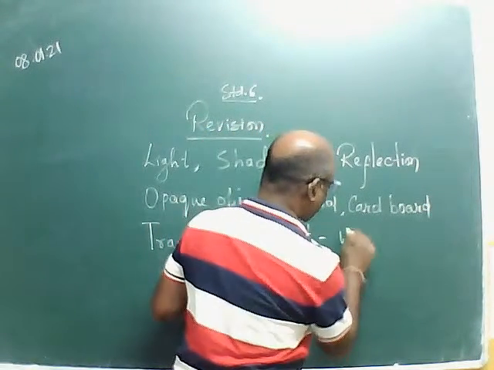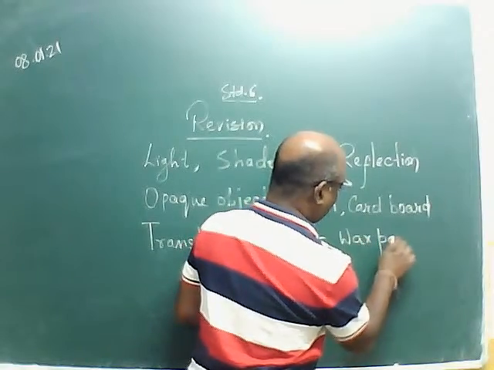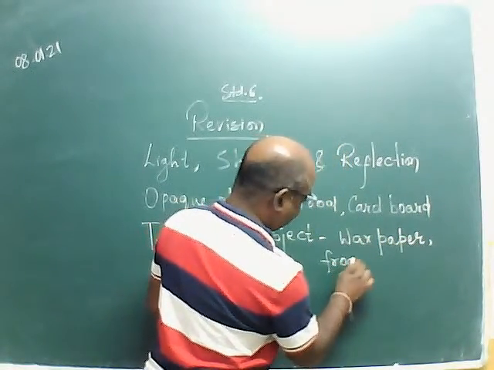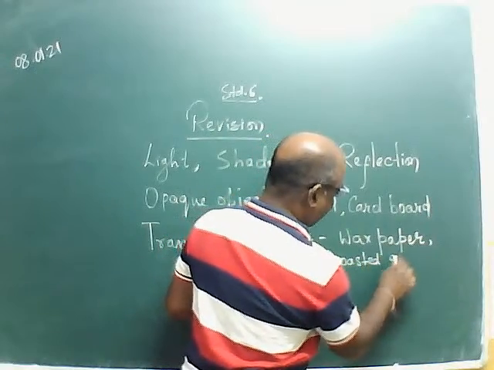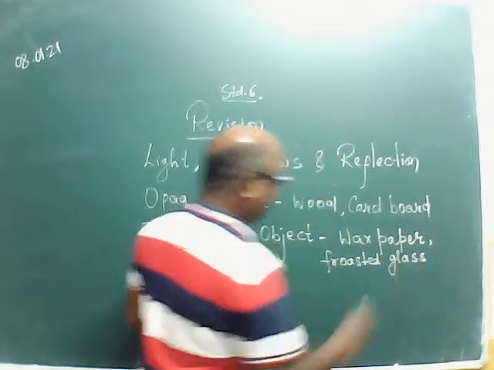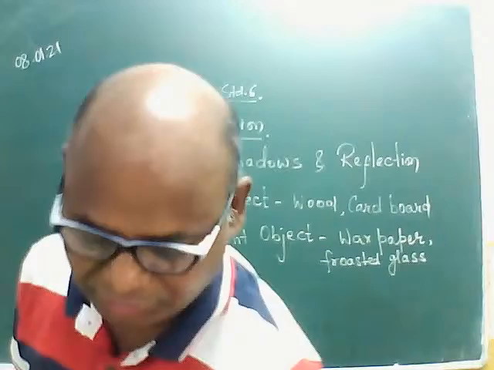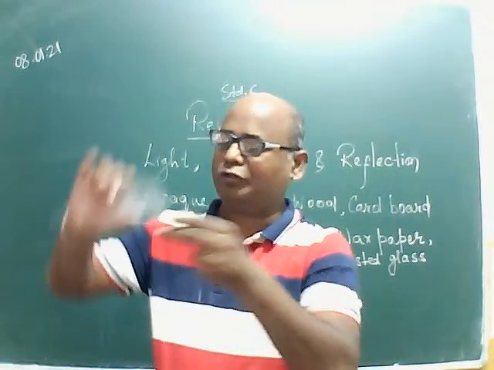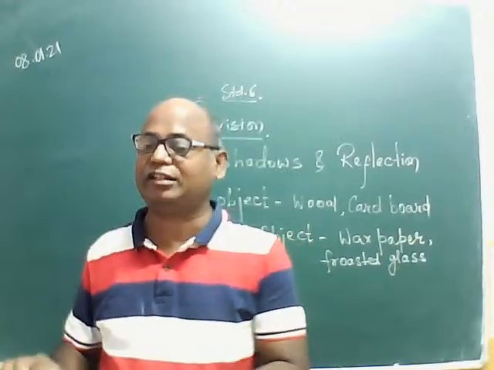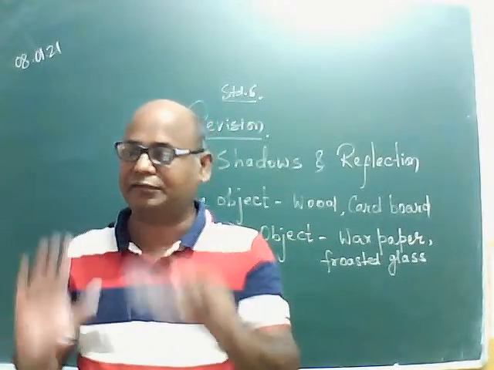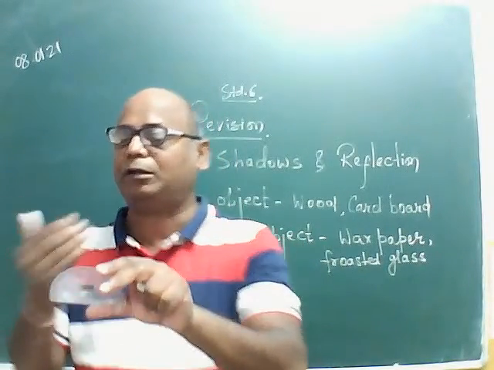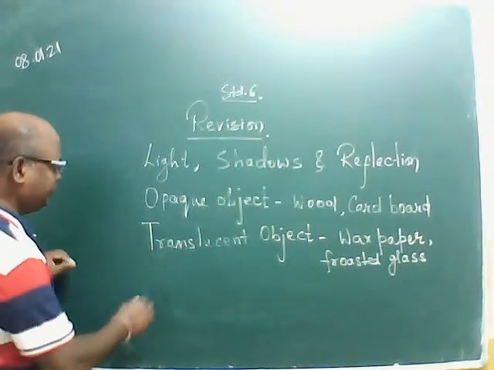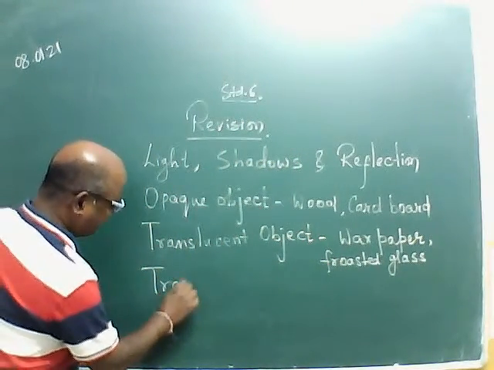Okay, oil paper, butter paper, wax paper, then frosted glass. All these are examples of translucent objects. For example, plastic also. Now this protractor, it is made up of plastic. I want to see through it. I can't see clearly. I see hazy because it allows only part of the light to pass through it. So it is a translucent object. Then here is an example of transparent object.